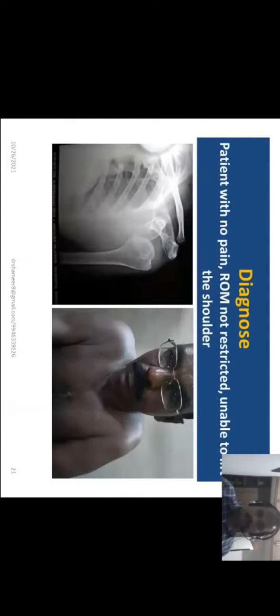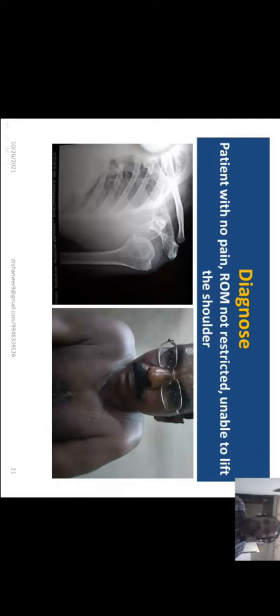Okay. And if a patient came to OPD with no pain and the range of motion is not restricted, but the patient is unable to lift the shoulder. There are certain cases where there will be no pain in the shoulder and the range of motion is not restricted, but she is unable to lift the shoulder. In such cases, you can see this is deltoid muscle wasting, and because of the deltoid muscle wasting, it is like a subluxated shoulder. So you suspect an axillary nerve injury.